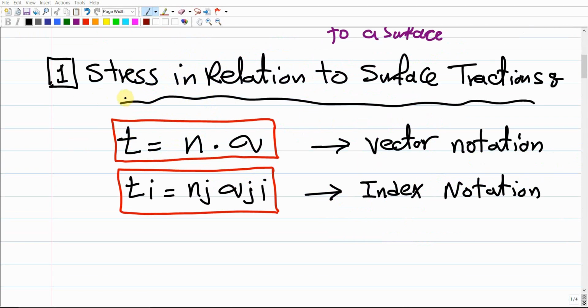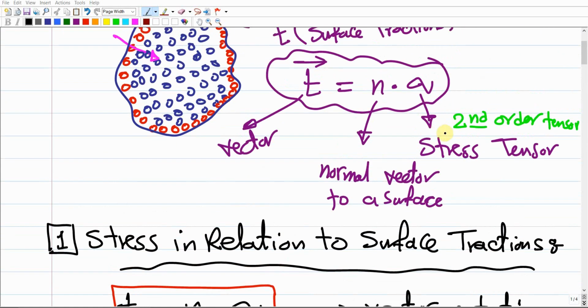So the first part here is just to understand the relation between the stress and the surface tractions. Again, the stress is sigma, which is a second order tensor. T is the surface traction, which is kind of a stress or kind of force. So people could think of sigma as a different form of the force.